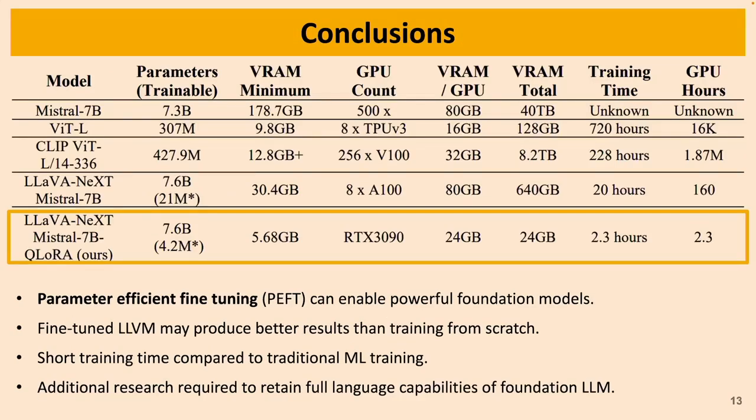So here's our method again, some of our final conclusions. 4.2 million trainable parameters compared to the 7.6 billion. We only need 5.7 gigabytes of VRAM at a minimum, and that only takes 2.3 hours of training, which I think would blow a lot of people's minds. We think of these large language vision models as unfeasible for most applications, but these modern techniques, I think they can be adapted to new domains.